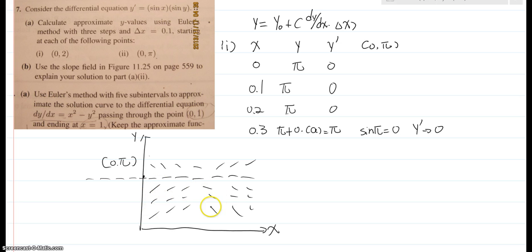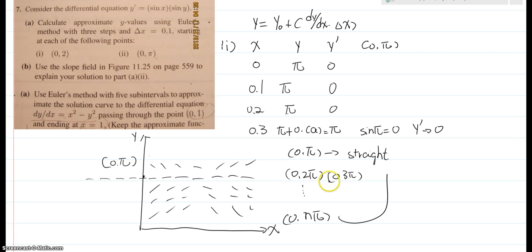Really the more interesting thing is, it's not just that starting at 0, pi will get you a straight line. In fact, if you start at any point, for example 0, 2 pi, 0, 3 pi, all the way to 0, n pi, it's all going to give you a straight line. Believe it or not, try it, but take my word for it.